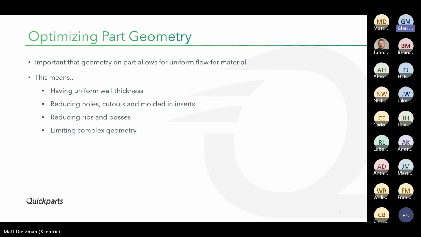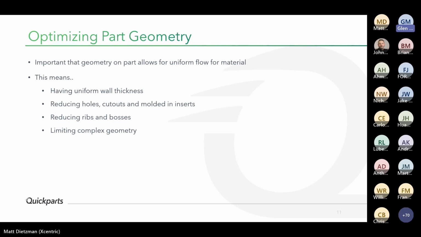And also, if your part requires any kind of molded-in insert, whether that be a small round threaded insert for screws, try to reduce those as much as possible. Again, obviously you won't be able to eliminate these on some designs, but it's just something to be cognizant of while you're designing your part. Reduction of ribs and bosses.